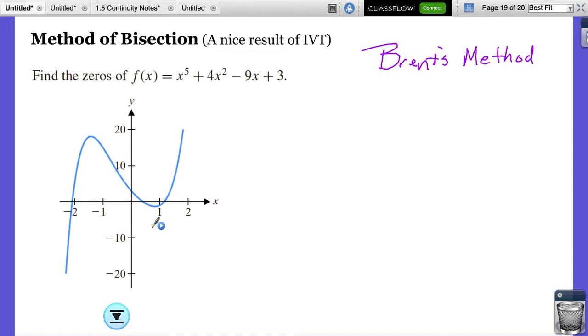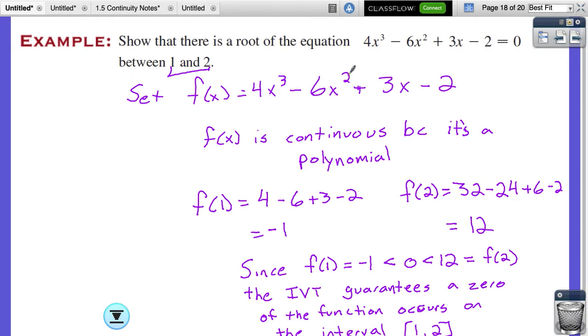Yes? On some of the other ones, how did you know there was a zero? Couldn't it have jumped over the x-axis? Oh yeah, I was about to ask that. Isn't the last one, it didn't say it was continuous? So I was wondering that also. On this one right here? Yeah, it didn't explicitly say it was continuous.